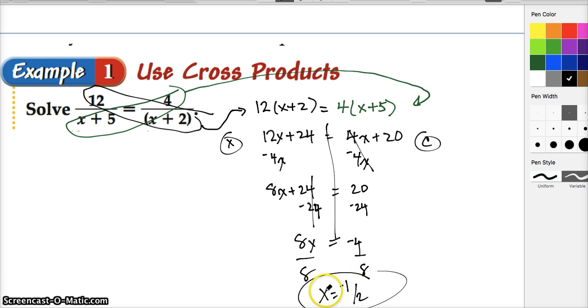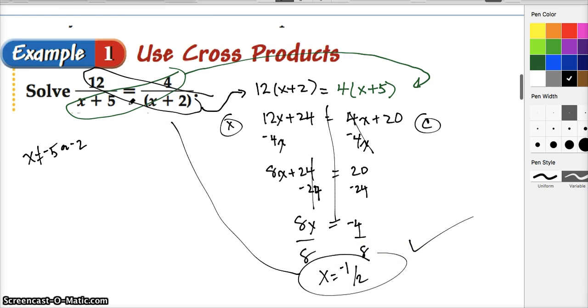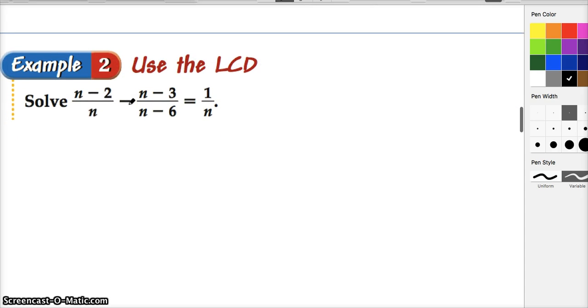And so when I look at the problem, and you always have to do this, you need to look to see what would have made the denominator 0. And here I know that x cannot equal negative 5, nor can x equal negative 2. Since my answer is neither of those, we're good. We can plug it back in and check it. I'll save that for you guys to do. I'm going to go on to the next problem.